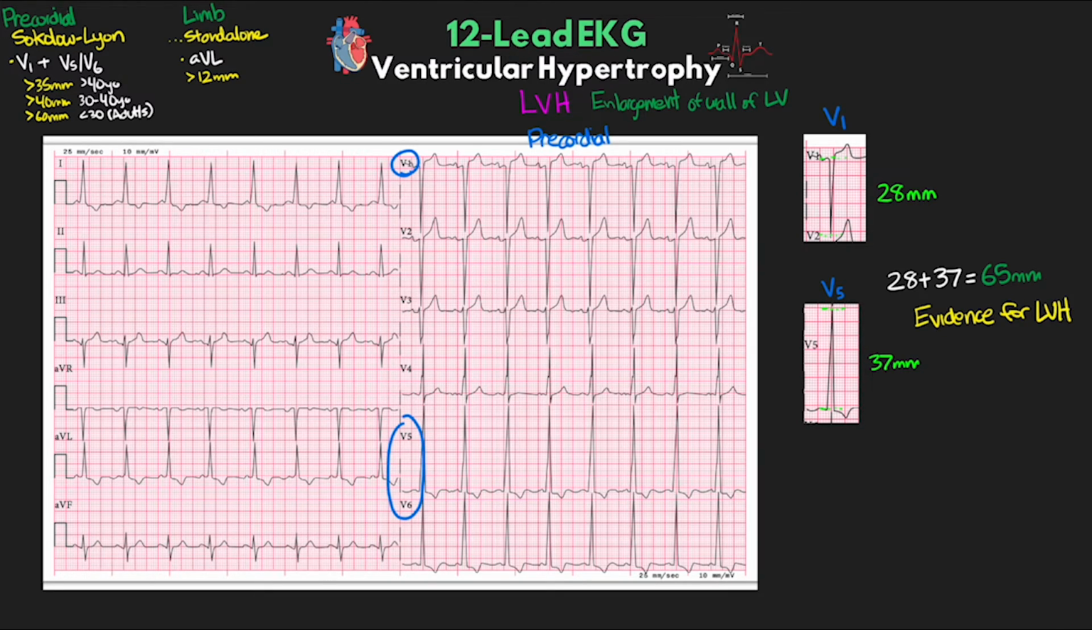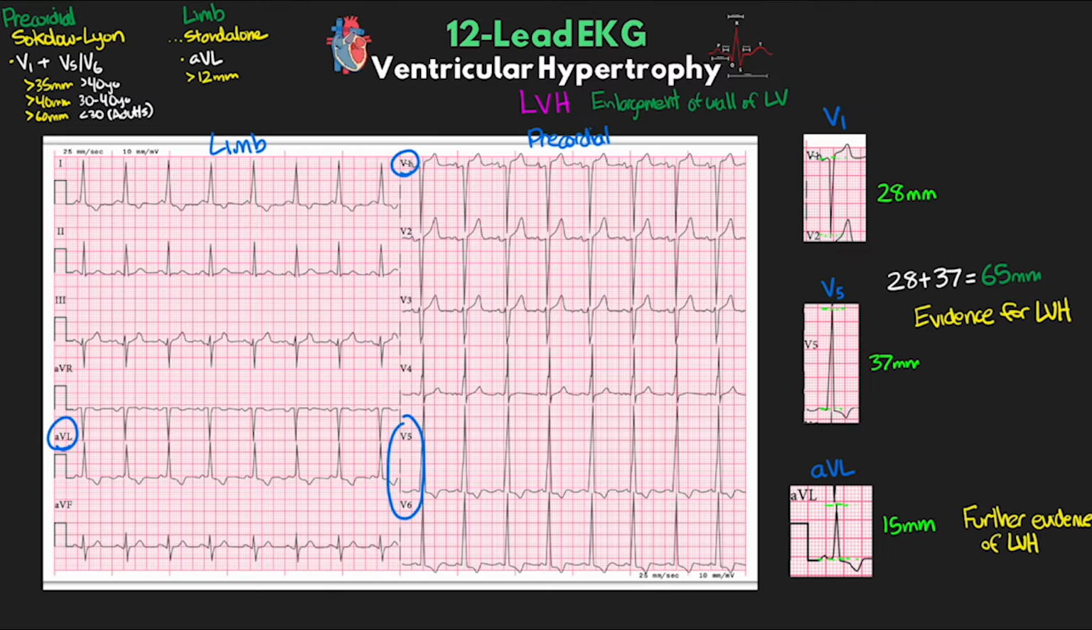We don't want to stop there though, so let's also take a look at our limb lead AVL for our standalone criteria. So here we'll enlarge this waveform, and we're looking at the amplitude of the R wave again, which has a height of about 15 millimeters. So this is greater than the 12 millimeters per our criteria, so we can also use this as further evidence of left ventricular hypertrophy in this patient.